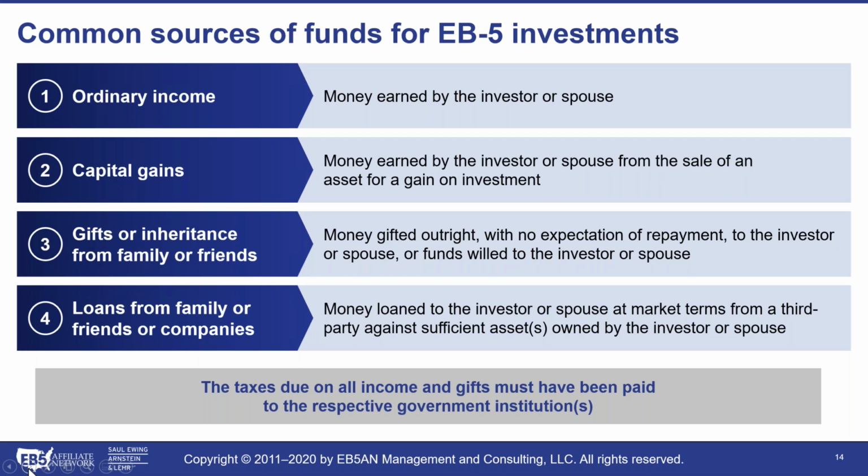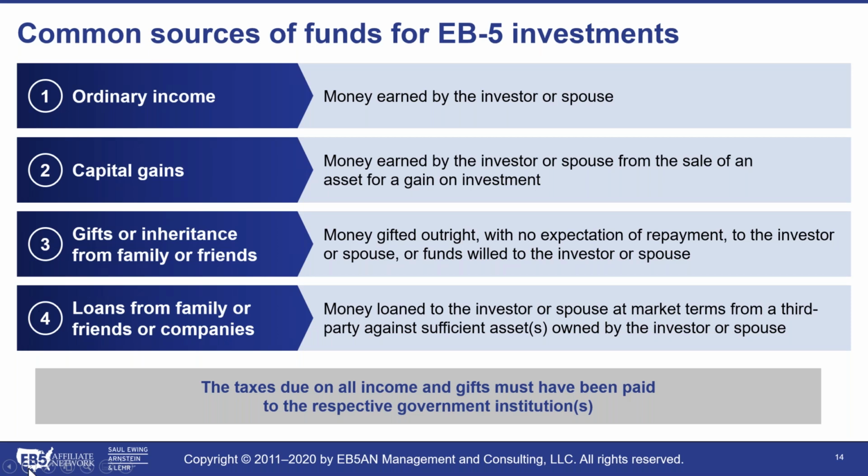And as long as you can show that you were employed, you earned that income, and you have the records to support that, and any taxes that were required to be paid have been paid, that's going to be ordinary income. Then capital gains, that's going to be money earned by the investor from the sale of an asset with a gain, obviously. So you buy a house for $100,000, you sell it 5 years later for $200,000, and you use that capital to invest in an EB-5 project. You would need to show all the documents associated with the purchase originally and sale of that asset.